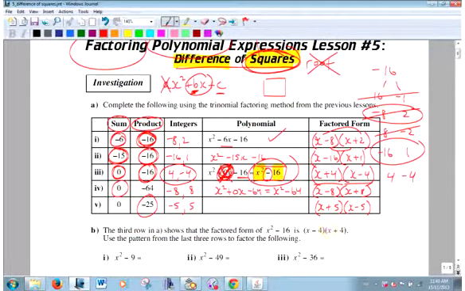Okay, and let's check this one. If I FOIL this, I get x squared minus 5x plus 5x. What's minus 5x plus 5x? 0x. Okay? And 5 times 5 is 25. A positive times a negative is a negative. So that's negative 25. Okay, so if I FOIL that, x squared minus 25. Difference of squares. Okay?